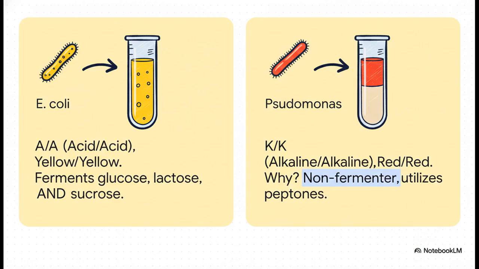But Pseudomonas, as a non-fermenter, can't even touch the sugars. So instead, it metabolizes the peptones in the aerobic part of the slant, producing alkaline byproducts that turn it red. The bottom of the tube, the butt, stays unchanged. A classic K over K reaction. See? Two different metabolisms, two totally different results.